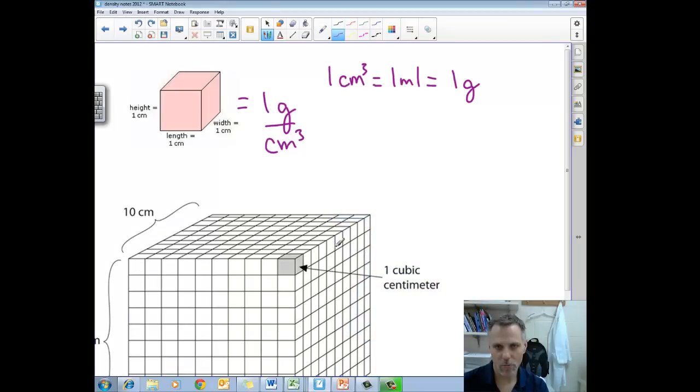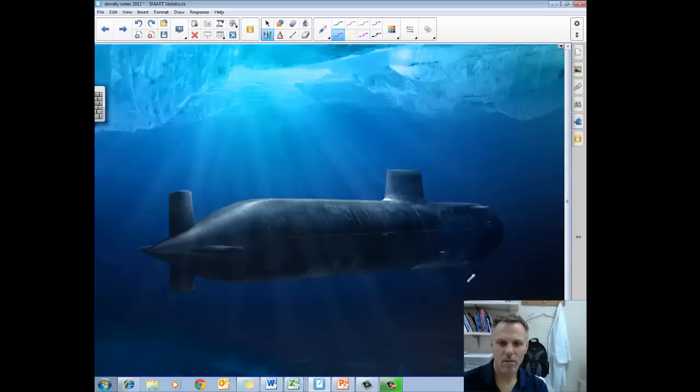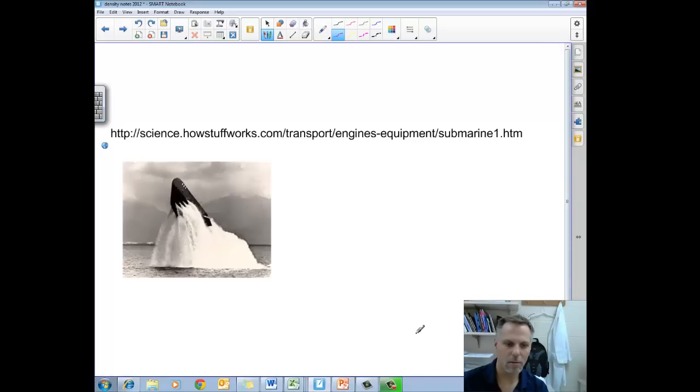Anything greater than 1 gram per centimeter cubed would sink. Anything lighter than 1 gram per centimeter cubed would float. Submarines are that way. Submarines are very close to 1. And so here's how they work. They sink and they float because they can change their density. Let's take a look.